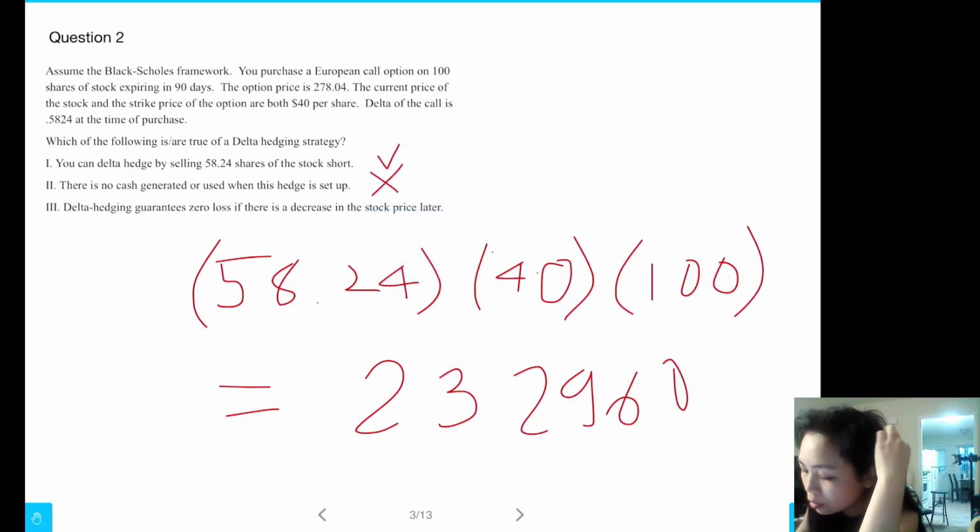And delta hedging guarantees zero loss if there is a decrease in stock price later. Here we notice that delta is positive, so if there is a decrease in the stock price, then there should be a big loss. So it doesn't guarantee zero loss. It should be false, right? So the only correct statement is that you can only delta hedge by selling 58.24 shares of stock short. That is the answer.